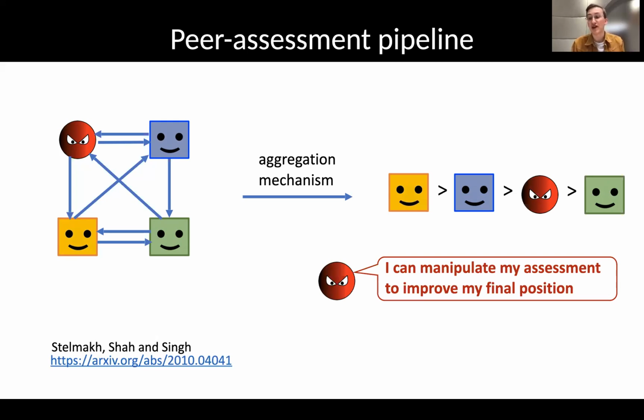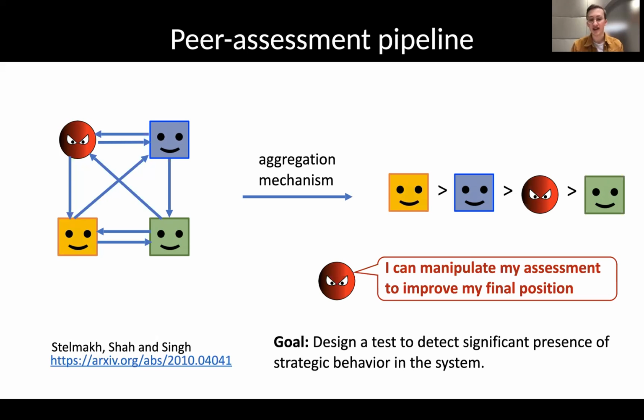In the system, a strategic reviewer can manipulate their assessment to improve their final position. And that is what we want to detect. So our goal is to design a statistical test to detect a significant presence of strategic behavior in the system. Okay, but let's see what it means to manipulate. How can a reviewer help themselves by manipulating the evaluations of others? Note that here, nobody rates themselves. So the only way you can help yourself is by strategically rating others.